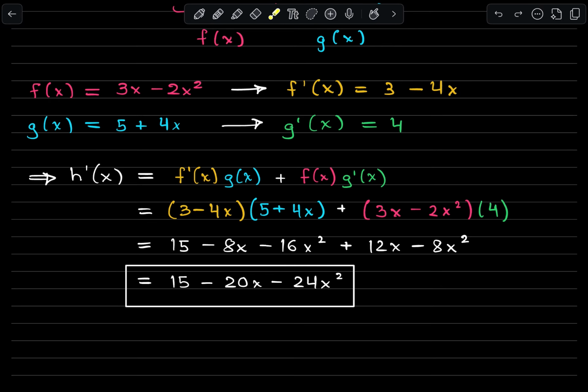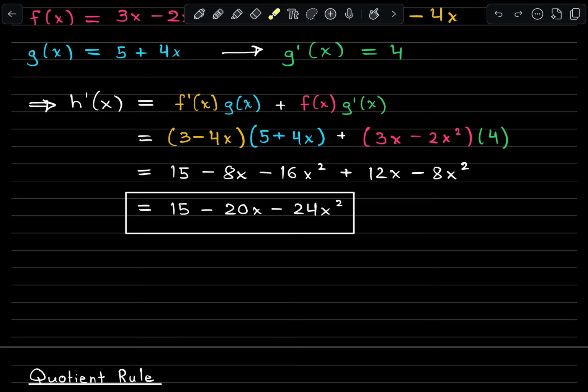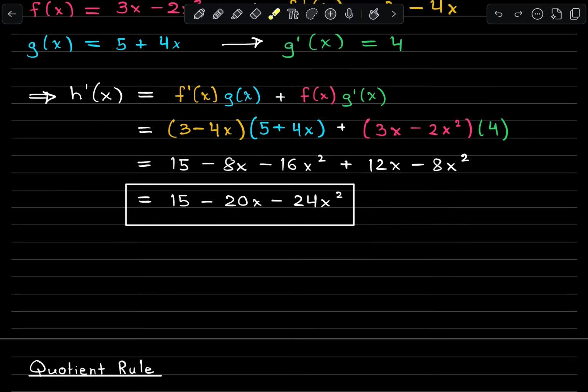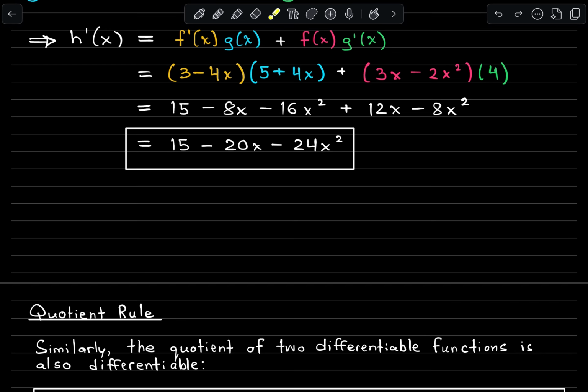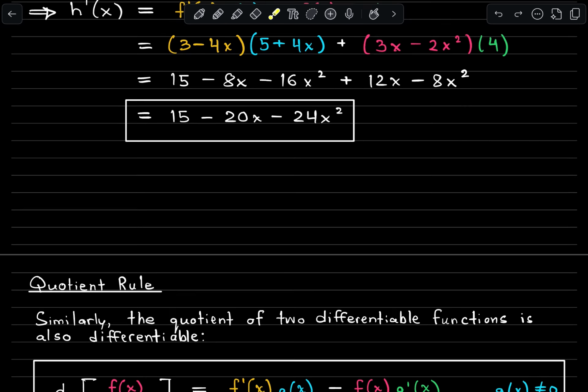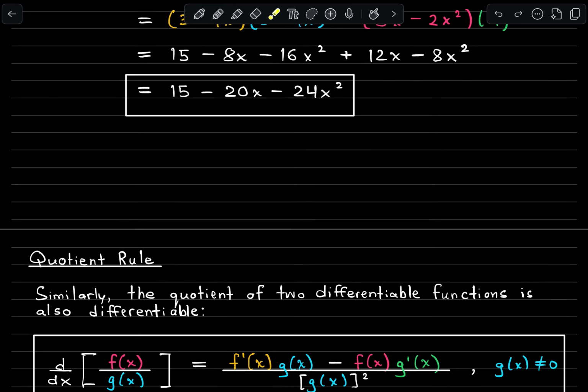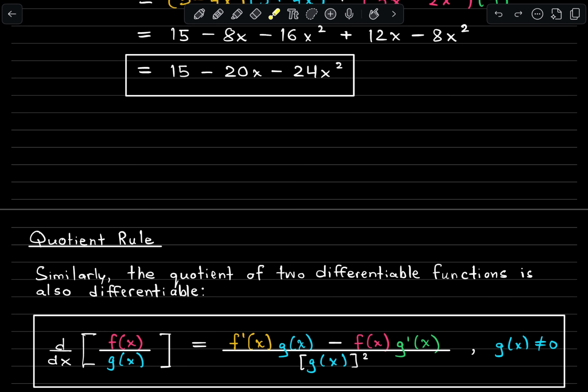Okay, so that's if we have a product. What if we have a quotient of two functions? It turns out we can do something very similar. The quotient of two differentiable functions is also differentiable, and this follows a similar formula, but it's a little bit different. Now we've got f of x in the numerator, g of x in the denominator. That's our second function. This is going to become a quotient as well, a fraction.